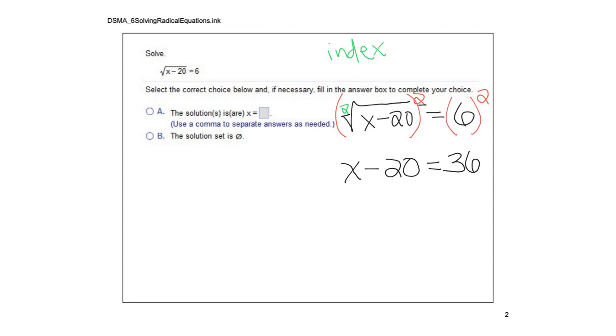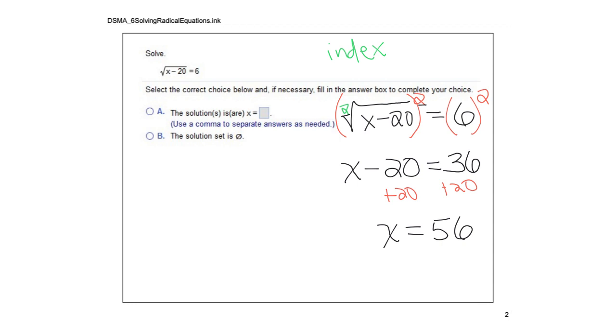And now we can just solve. So we can add 20 to both sides. And that leaves me with x equal 56. Now, again, we have to check our work. If you go on to pre-calculus or calculus, square roots are funny things. And when you start solving radical equations of even indices in those classes, you have a lot more work that you have to do. We are just going to check our answer and see if it works.